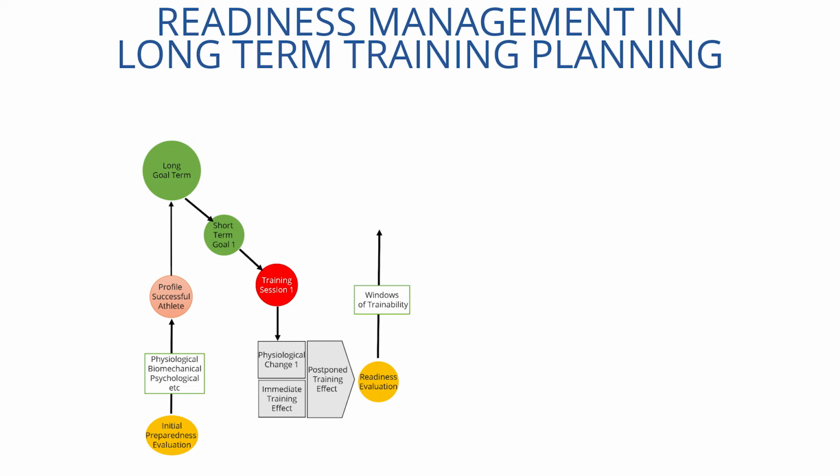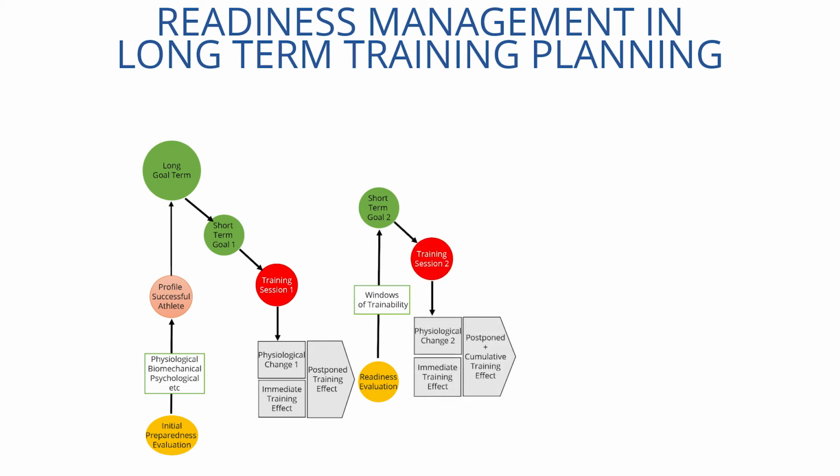Is your body capable of receiving this load, digesting this load, and forming useful adaptation? Right? If it's not capable, the window is closed, so adjust it. If it is capable because it's processed the previous load already, it's open. Go ahead, push. Only by clearly understanding that, we go into the short-term number 2. So we set up goals for the next workout, and we do training session number 2 that will create physiological change number 2: immediate training effect, postponed training effect.